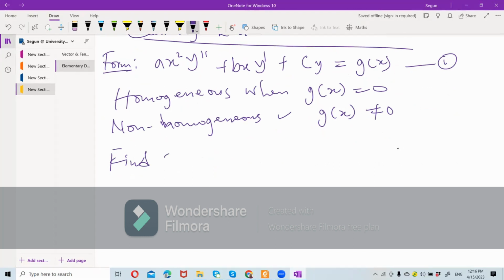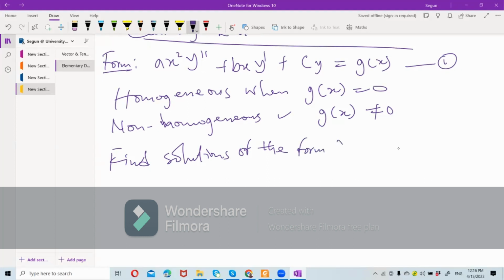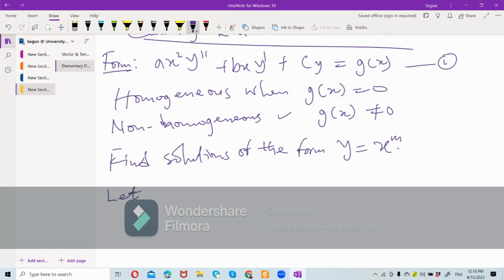Overall method is to find the solution of the form y equals x raised to power m. That is, that's what it simply means. Let y equal x raised to power m.